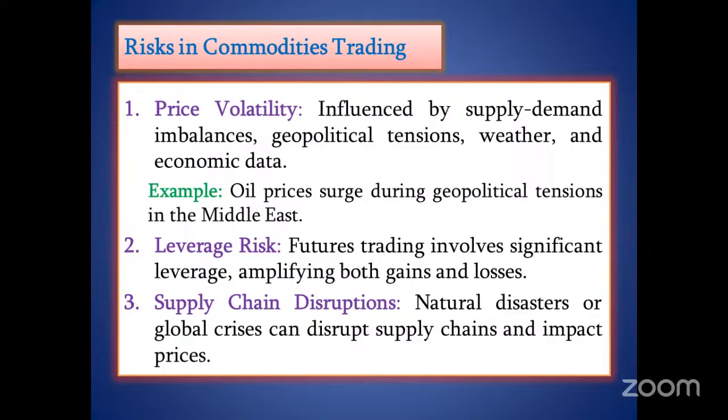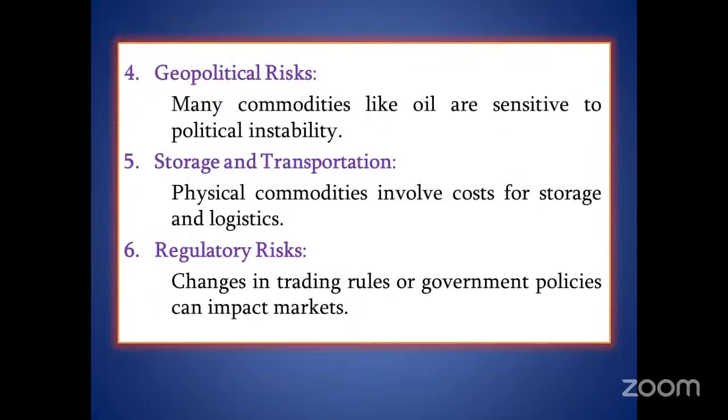And supply chain disruptions: natural disasters or global crises can disrupt the supply chain and impact prices. Then geopolitical risks: many commodities like oil are sensitive to political instability. Storage and transportation: physical commodities involve costs for storage and logistics. Because gold, cotton, soybean, we have to store them. This is also one of the risks associated with this.